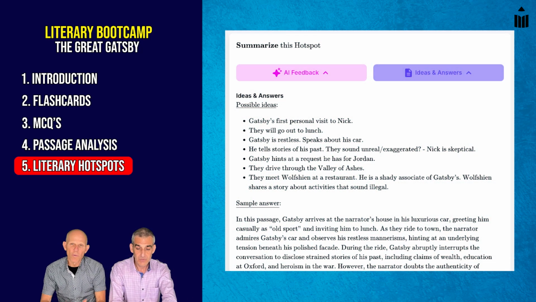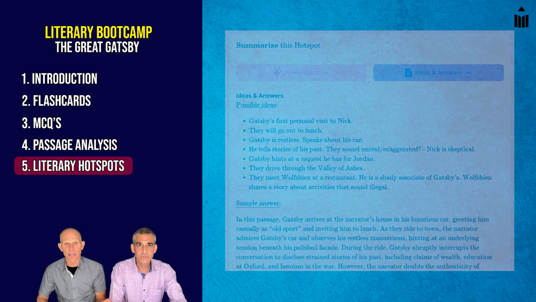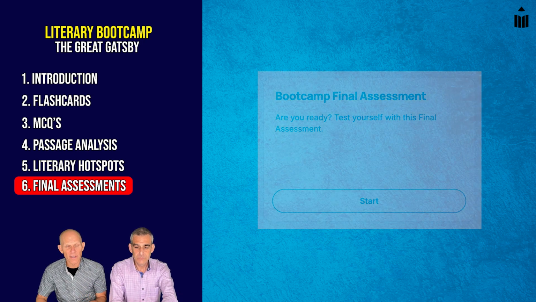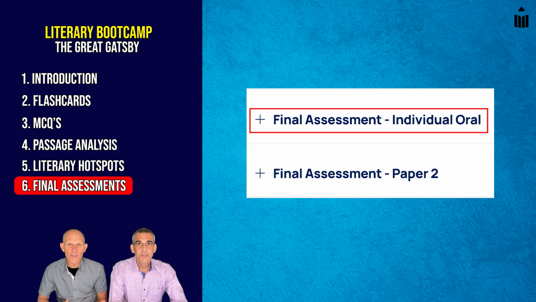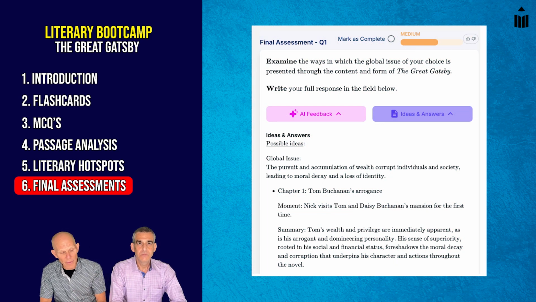That's right. And once you've worked through the boot camp, have all that rich knowledge, then it's time for the final assessment. And in the final assessment, we have actually 2 assessments. The first is a focus on the individual oral. This is where you'll identify a global issue. Then you'll be able to elaborate on that global issue using a passage. Furthermore, you'll be looking at the work as a whole, all producing a really rich piece of writing.